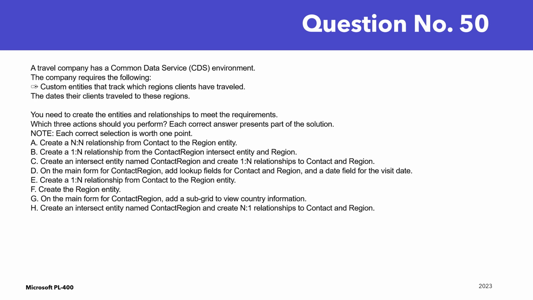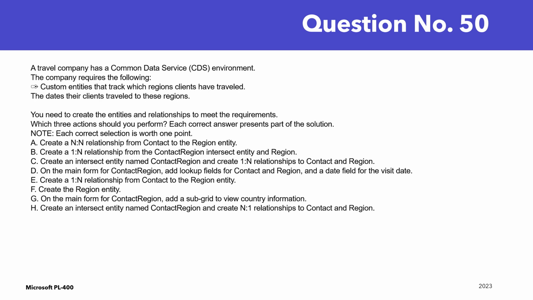A. Create a relationship from contact to the region entity. B. Create a 1:N relationship from the contact region intersect entity and region. C. Create an intersect entity named contact region and create 1:N relationships to contact and region. D. On the main form for contact region, add lookup fields for contact and region, and a date field for the visit date. E. Create a 1:N relationship from contact to the region entity.